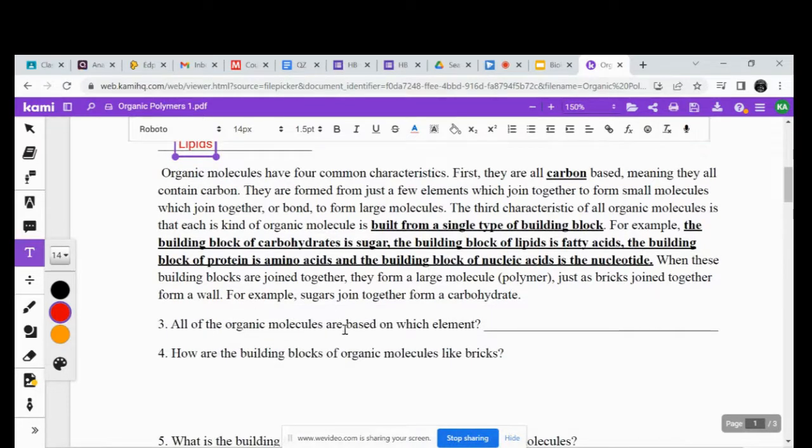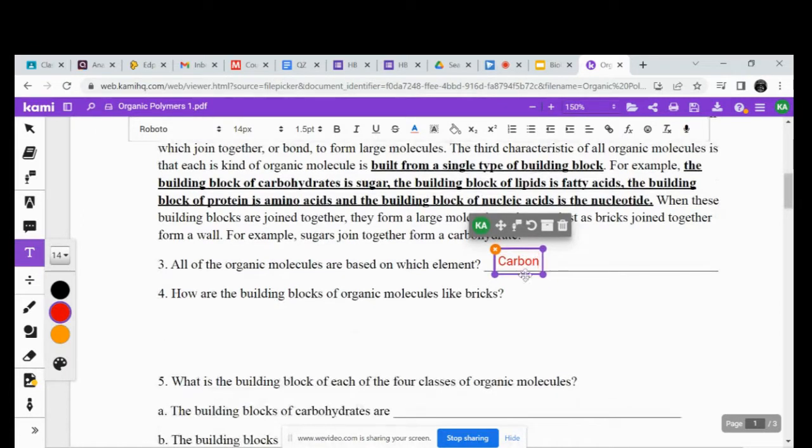All the organic molecules are based on which element? They're all based on carbon. That's why if you watch a movie, they call us humans, everything on Earth, carbon-based life forms, because organic molecules have to have carbon. That's basically in the definition. So if it doesn't have carbon, it's not an organic molecule.